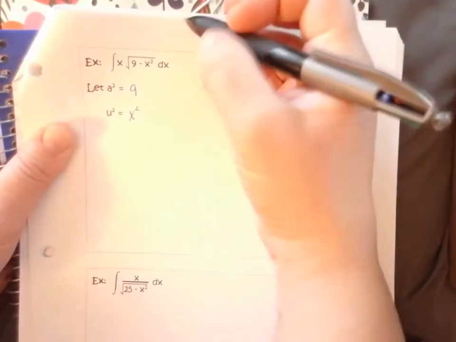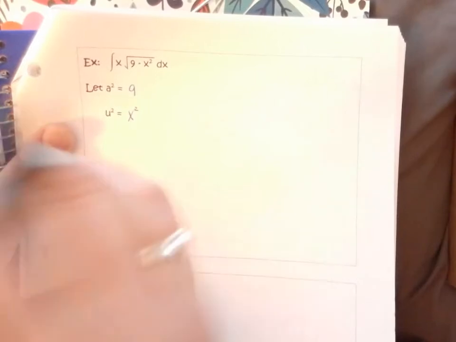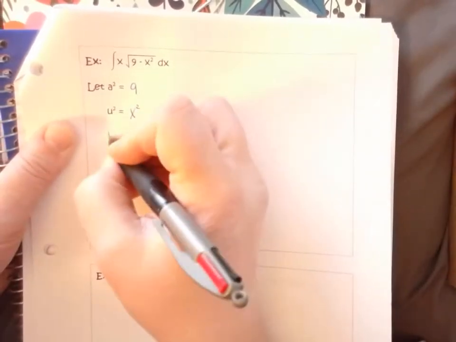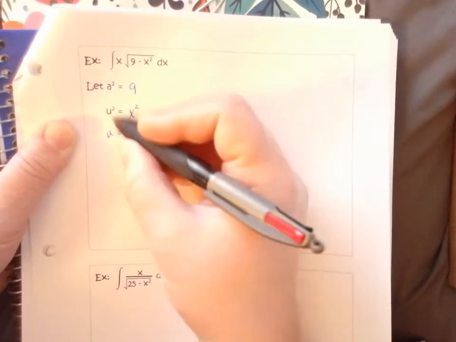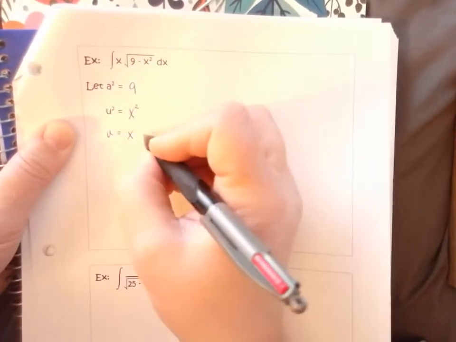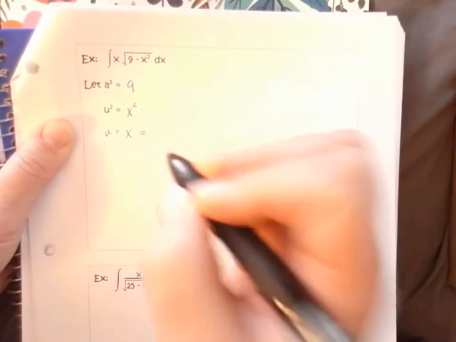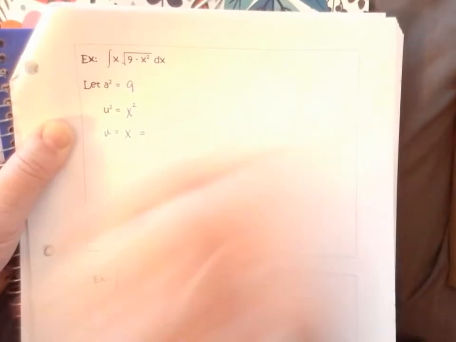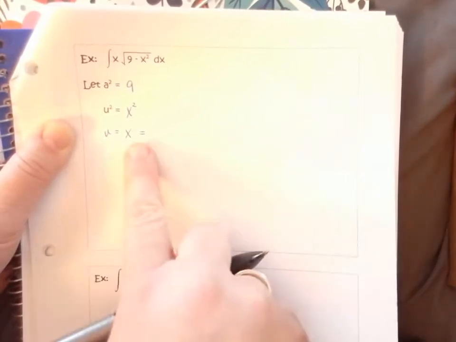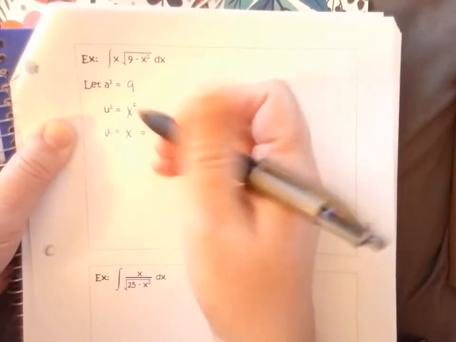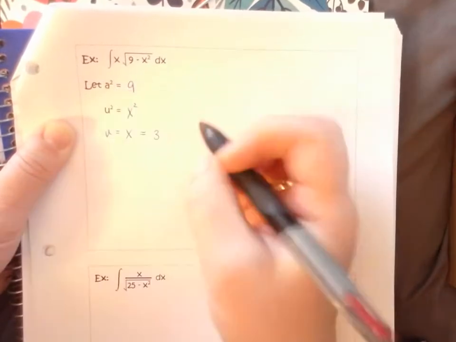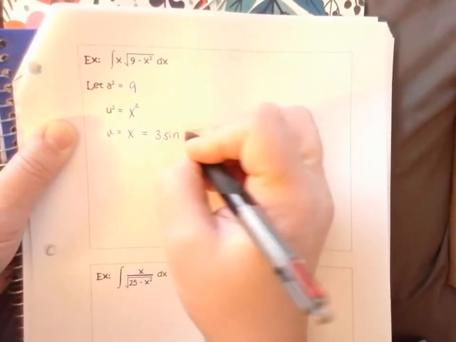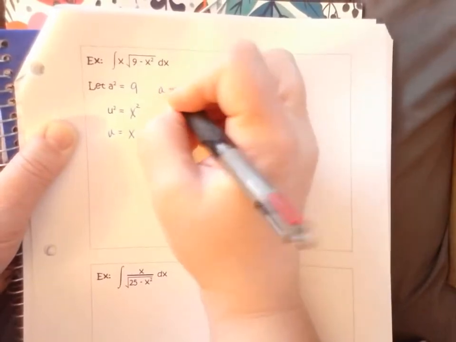If I know that this is going to be in the sine category, then I know that u, which by the way is equal to x, right, if I take the square root of both, is going to be equal to a sine theta. That's according to the notes. A would be 3, right? Square root of a squared is 3, so 3 sine theta. If you want to write that off to the side, you can.